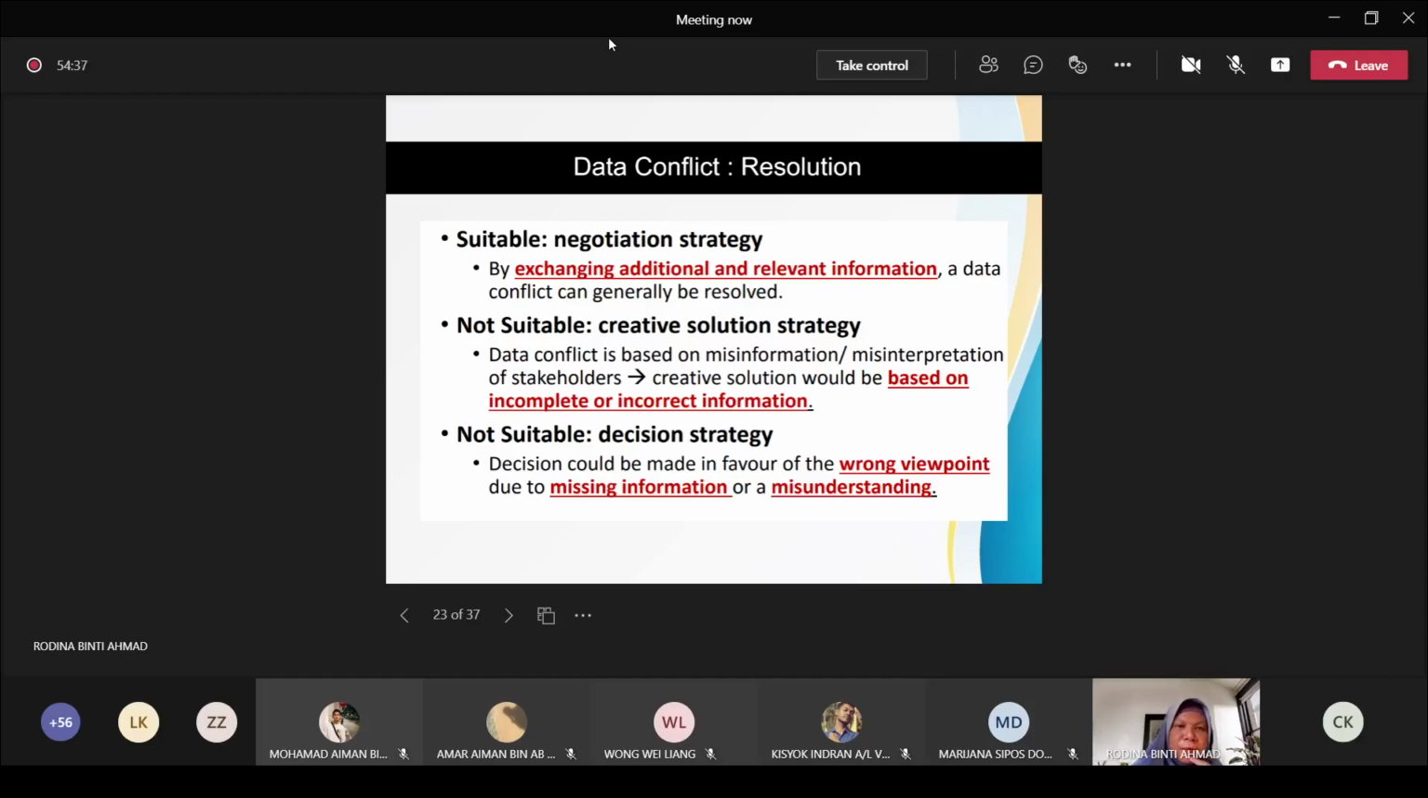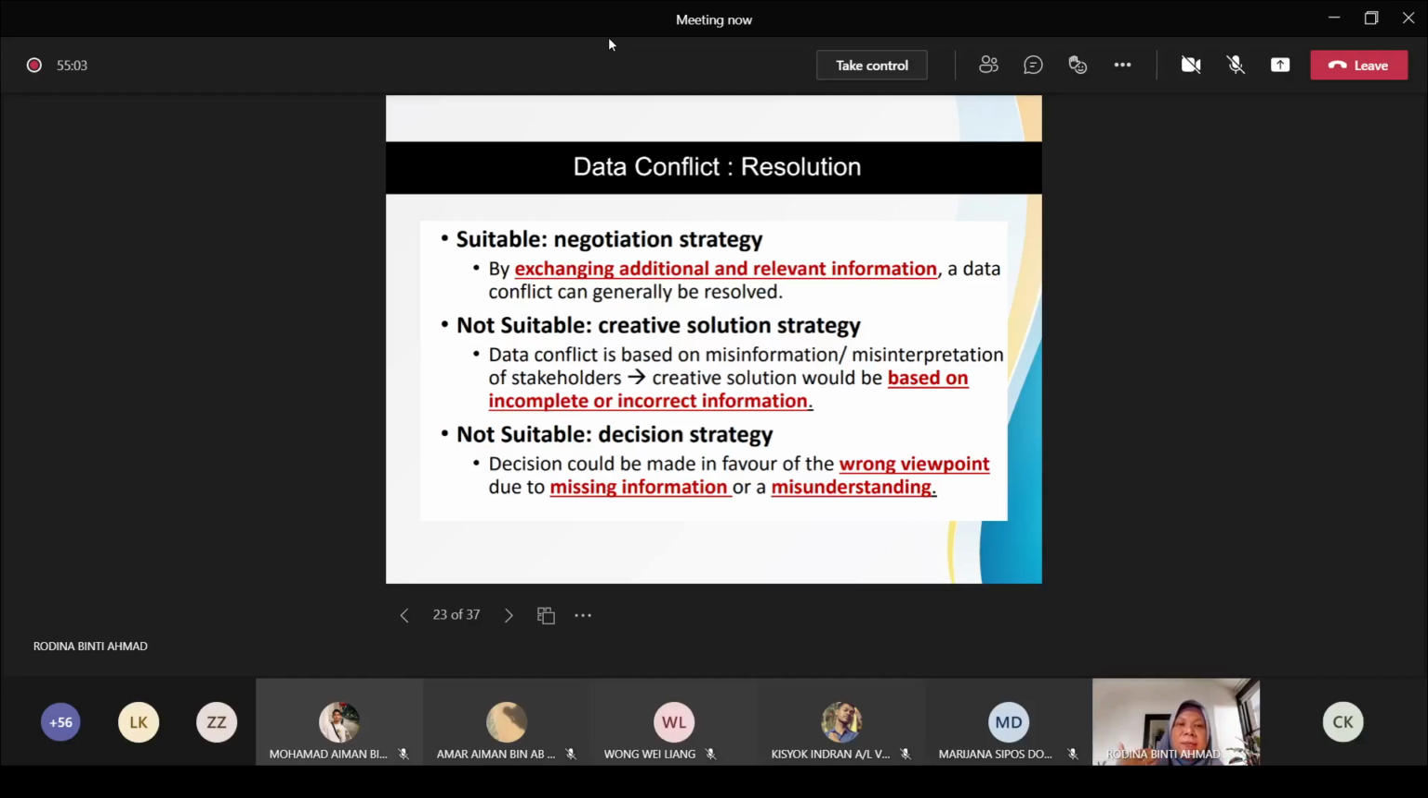But for data conflict, it's not suitable to use creative solutions according to this, because data conflict is based on misinformation and misinterpretation, and that is the opposite of creative solution. Creative solution would be based on incomplete or incorrect information. When you try to propose something, you're not so sure yet because it is new. So it doesn't serve the purpose of resolving data conflict.